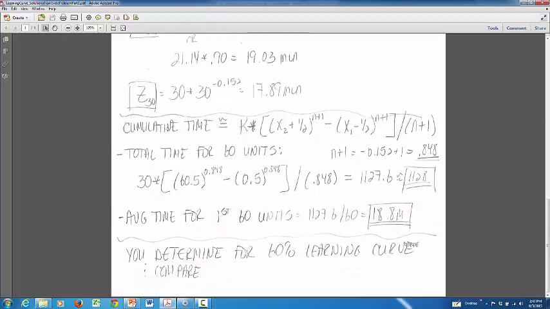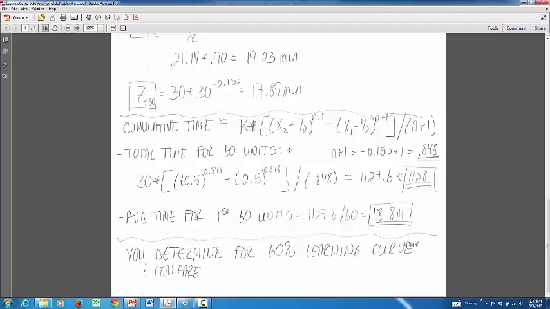This is the formula that we use for cumulative time, and it's an approximation of an integral. It's the time for the first unit multiplied by the 60th unit, in this case whatever unit we're going to, plus 1/2, raised to n plus 1. N, remember, is log of the learning curve divided by log of 2. And then that gets subtracted by the first unit, where we're beginning, minus 1/2, raised to the n plus 1. All of that divided by n plus 1.